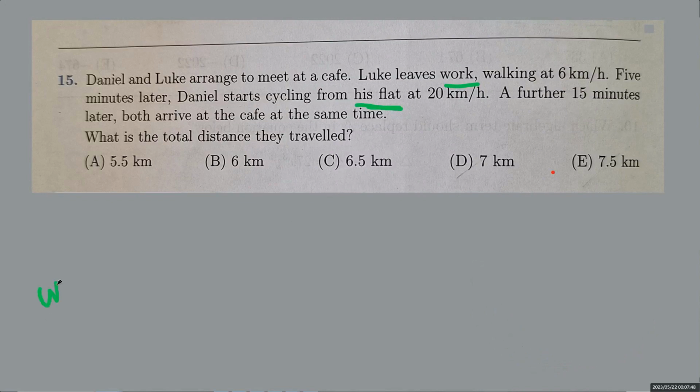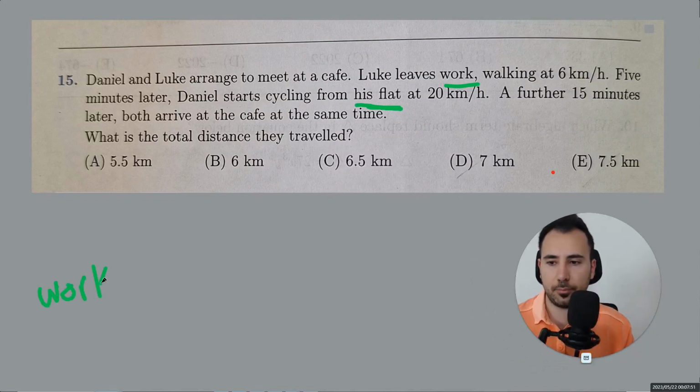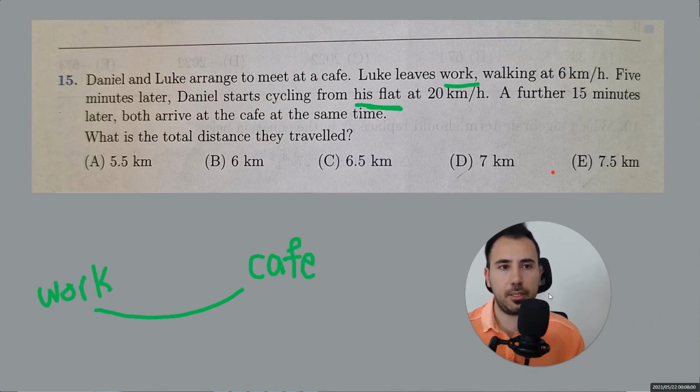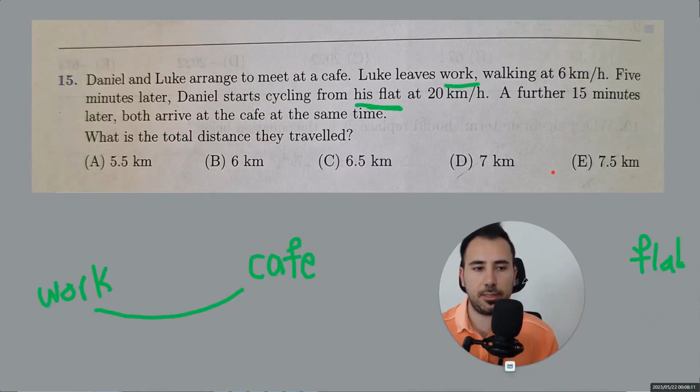So one of them leaves work and walks to the cafe. The other one, Daniel. Daniel lives where? His flat. So Daniel would go a longer distance. He's going with the bike. Goes here. So from the workplace, who's doing that? Luke. Luke goes with this speed of 6 kilometers per hour.